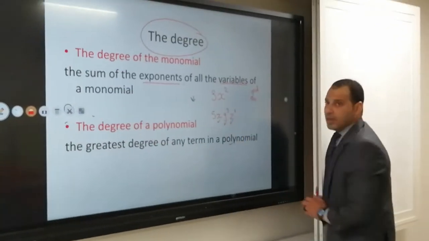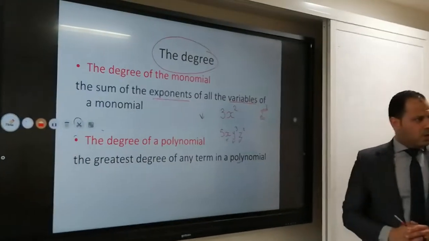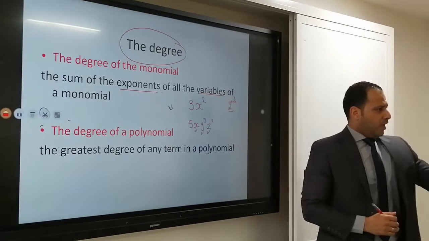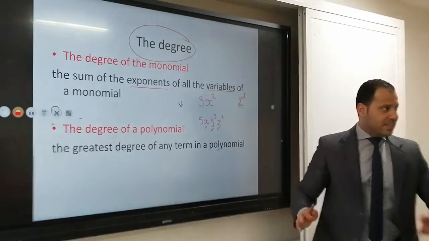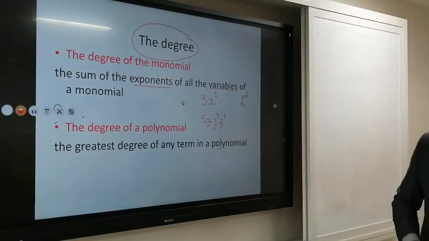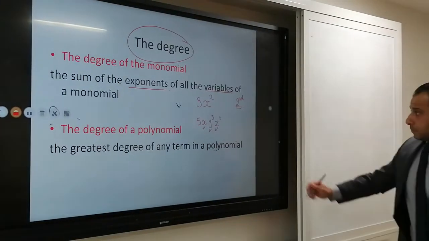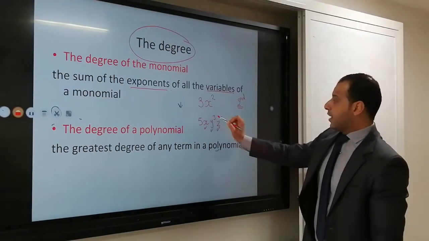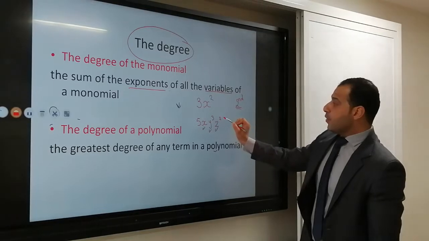The power of x is what? 0? No, the power of x is not 0. If you have x, it means x to the power 1. If the power is 1, we don't write it. Excellent. So the power here is 1, the power here is 3, and the power here is 2.